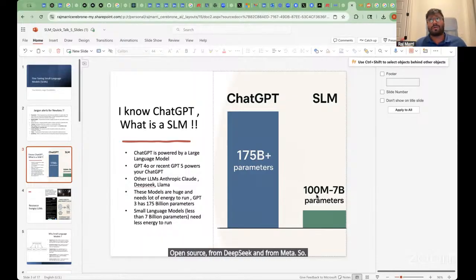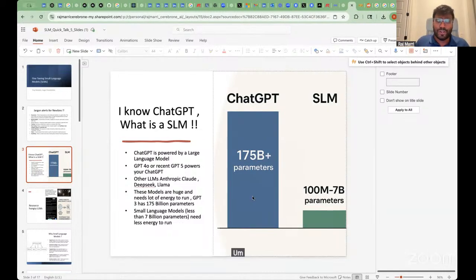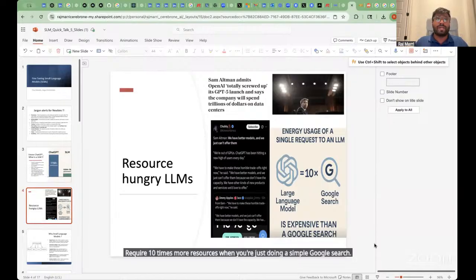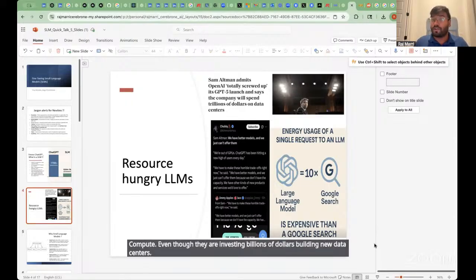As these models are really huge, they require a lot of resources to run. And how huge? A regular Google search would probably consume 10 times less energy when compared with a large language model. So a large language model would require 10 times more resources than a simple Google search. They are really resource hungry. Sam Altman recently said they have a lot of models that could be deployed, but they are short on compute. Even though they are investing billions of dollars building new data centers, they're still short of compute.